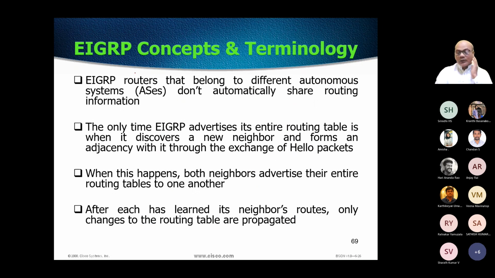The basic terminology of EIGRP: EIGRP routers belonging to different autonomous system numbers don't automatically share their update information. If your AS number is 100 on one router and 200 on another, they will not form the adjacency. The only time EIGRP sends its entire routing table is when it discovers a neighborship. Until the neighborship is formed, it won't share any updates; it forms an adjacency by exchanging hello packets.